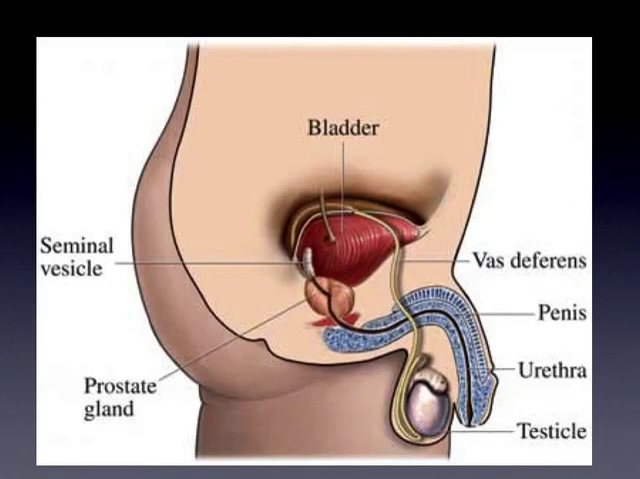So if you look at a different view, we have the testes. Testicle, testes mean the same thing, just two different terms. They produce sperm and testosterone. The sperm travels through the vas deferens, which loops over and around the bladder. The seminal vesicle and the prostate gland add to it, and then it goes out of the body through the urethra and through the penis.